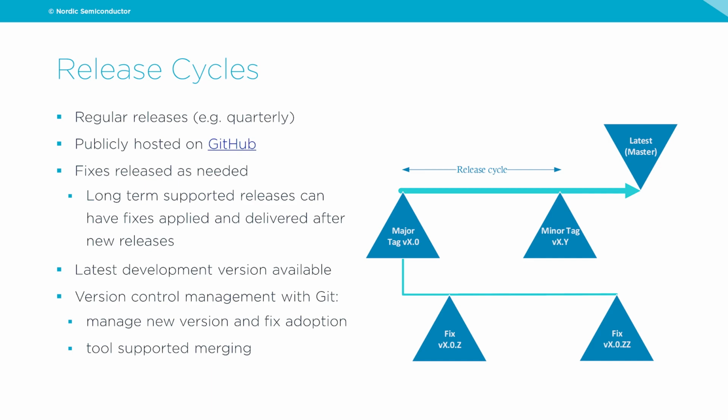Release cycles. So nRF Connect SDK is released on a quarterly basis. It is publicly hosted on GitHub, and fixes are released as needed. So even if it's a long-term supported release, it can have fixes applied and delivered after new releases. And the latest development version is available, so that is the master branch. And version control management is done with Git. So if you want to manage new versions and also fix adoption, the tool also supports merging. So we do have both major tags, minor tags, and also bug fixes in addition to the master branch.